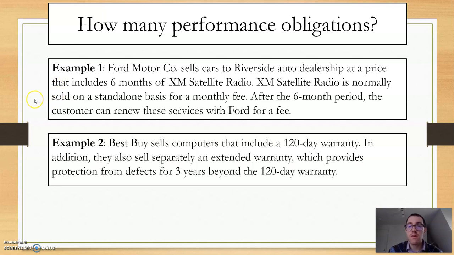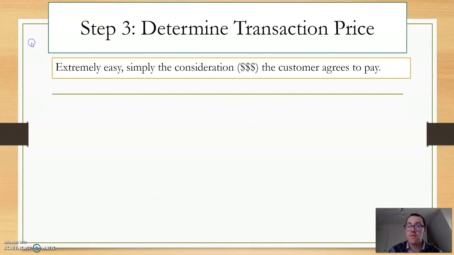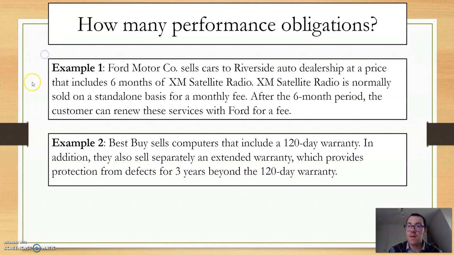Okay, let's look at example 2. I know, just keep that example 1 in mind. Let's go to example 2. Best Buy sells computers that include a 120-day warranty. In addition, they also sell separately an extended warranty, which provides protection from defects for 3 years beyond the 120-day warranty. So the question is then, how many performance obligations do you have in each example?